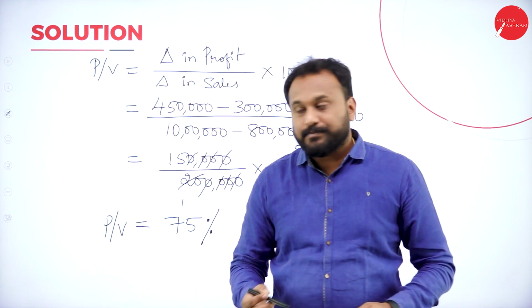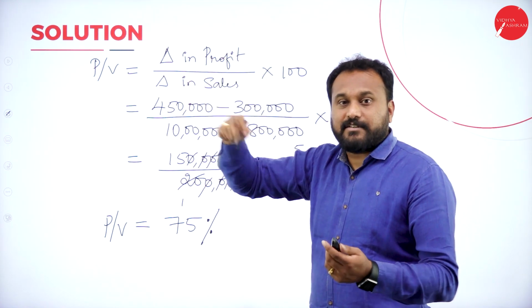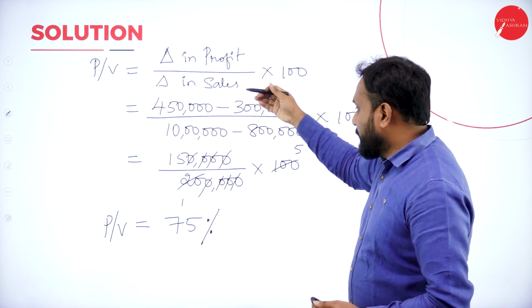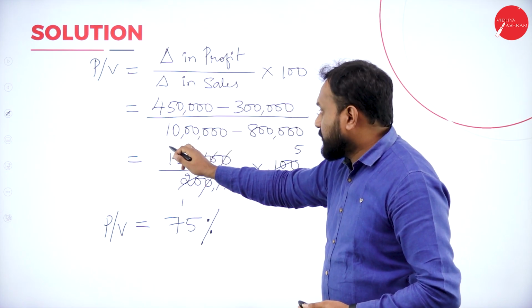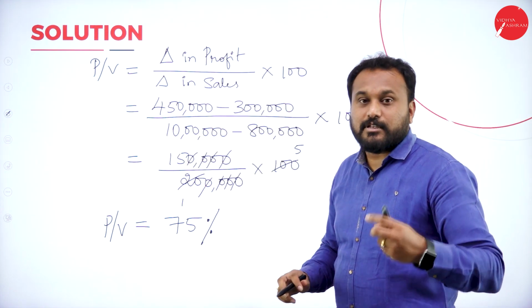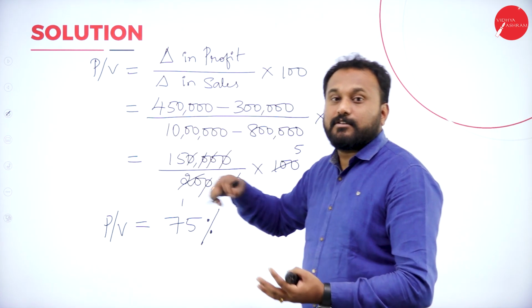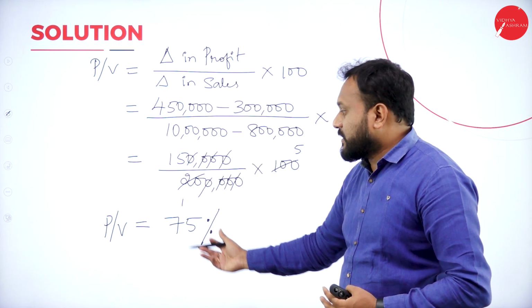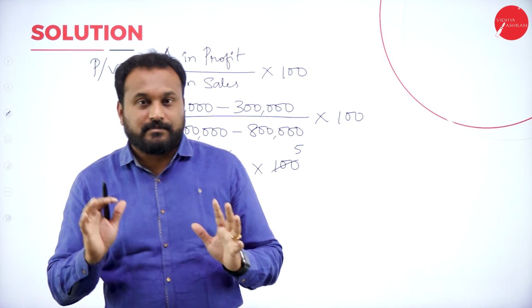How to remember this? PV is equal to change in profit. P will come first. A, B, C, D, F, G. Profit is there, sales is there, divided by change in sales into 100. We have substituted, that is 2020 minus 2019. In 2020 we had a profit of 4,50,000, minus 2019 we had a profit of 3 lakh. The same way we did the calculation. So PV is equal to how much? 75%. Now we got our PV.